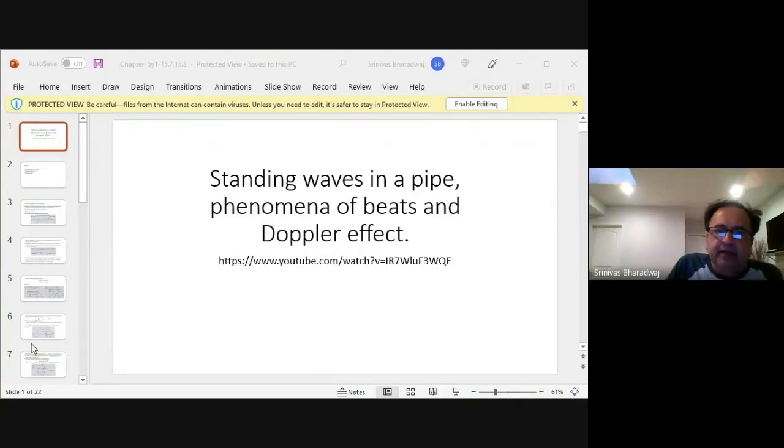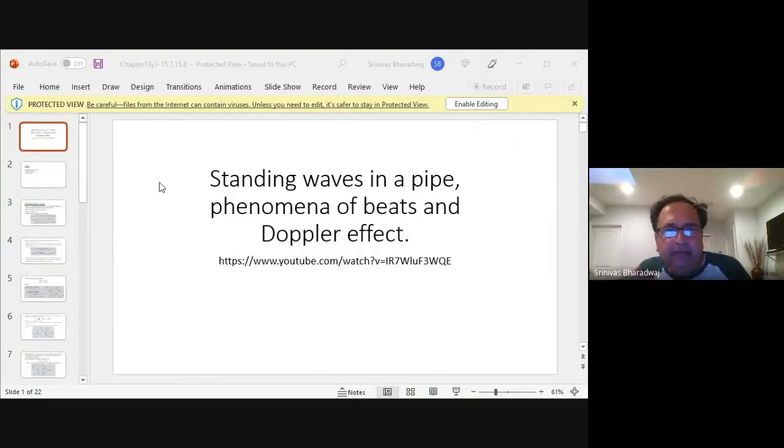Notice that this is v over v minus vs. If vs is 0, v is the speed of sound. Only one is moving in each of these cases. Remember that. If both are stationary, which means vs is 0, then you have v over v.